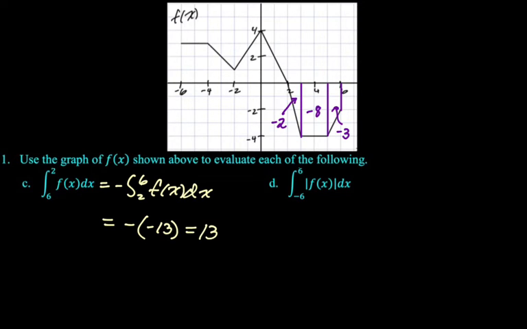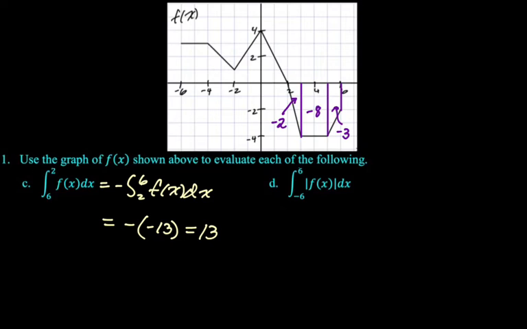Pretty good. Now for the next problem, we want the integral from -6 to 6 of the absolute value of f of x. The absolute value of f of x is the graph of f of x anywhere f of x is positive. So from -6 to 2, f of x is already positive.